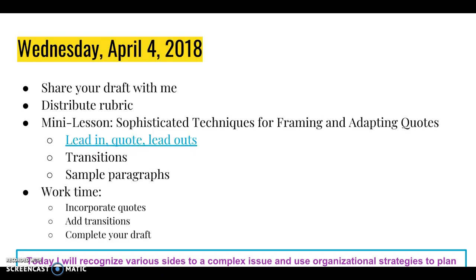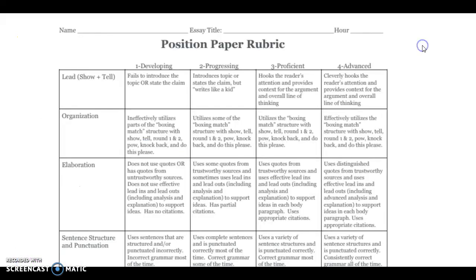First off, I know all of you have started on a draft of your position papers. Please go ahead and share a copy of that with me. I'm going to be able to take a peek at those over the next few days and give you some feedback. Next, the substitute is going to pass out the rubric for this paper with you.